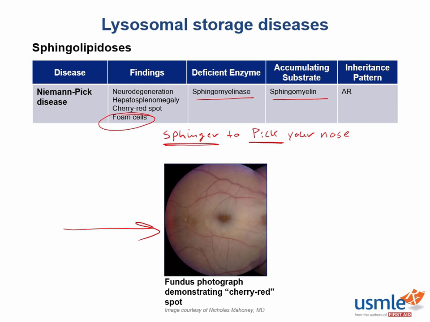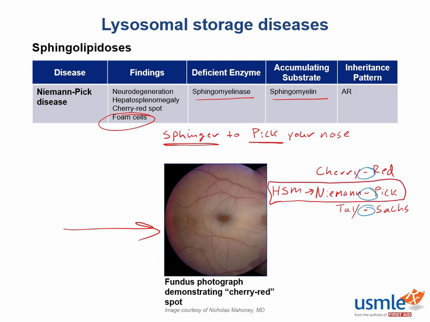Now, an excellent way to remember which diseases have a cherry red spot is by looking at the hyphen. Cherry red is hyphenated, and so is Niemann-Pick, as well as Tay-Sachs disease. Now, it's also good to remember that Niemann-Pick disease is associated with hepatosplenomegaly, while Tay-Sachs disease is not.